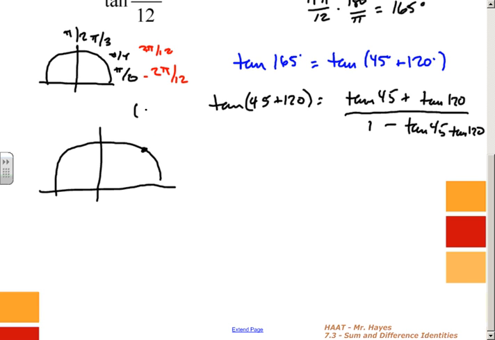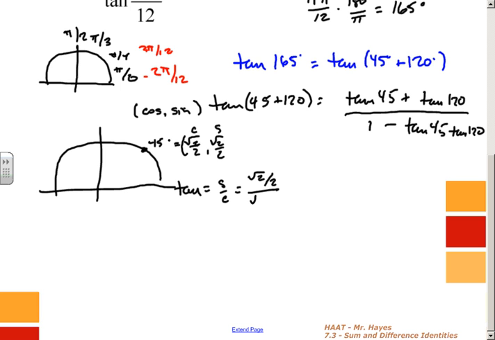Now remember, everything on the unit circle, cosine, sine in terms of coordinates. So at 45 degrees, that's going to give me root 2 over 2, root 2 over 2. Okay, here's my cosine, here's my sine. Also remember that tangent is going to equal sine over cosine. So in this case, I've got root 2 over 2 divided by root 2 over 2, which is then 1. So the tangent of 45 degrees is going to be 1.